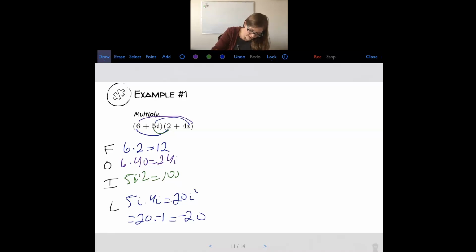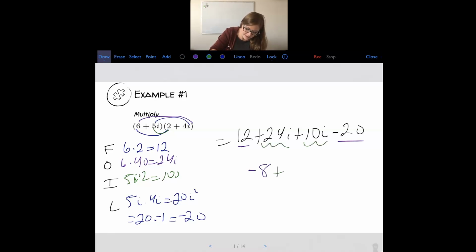So if we put this all together, we have 12 plus 24i plus 10i minus 20, and we combine our like terms, or we collect our real parts and our imaginary parts. Okay, so 12 and -20, so this is -8, and we have 24i and 10i, which is 34i. So our answer here is -8 plus 34i.